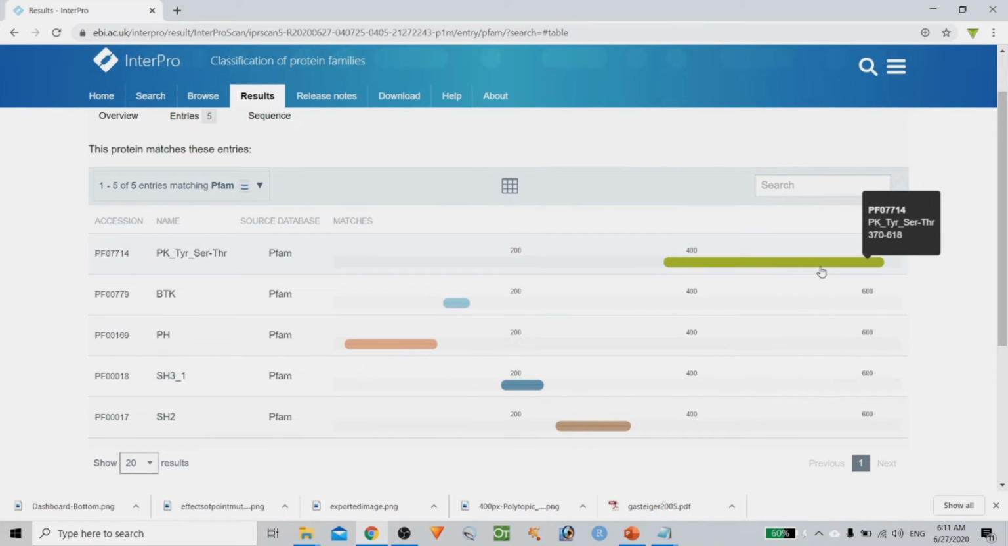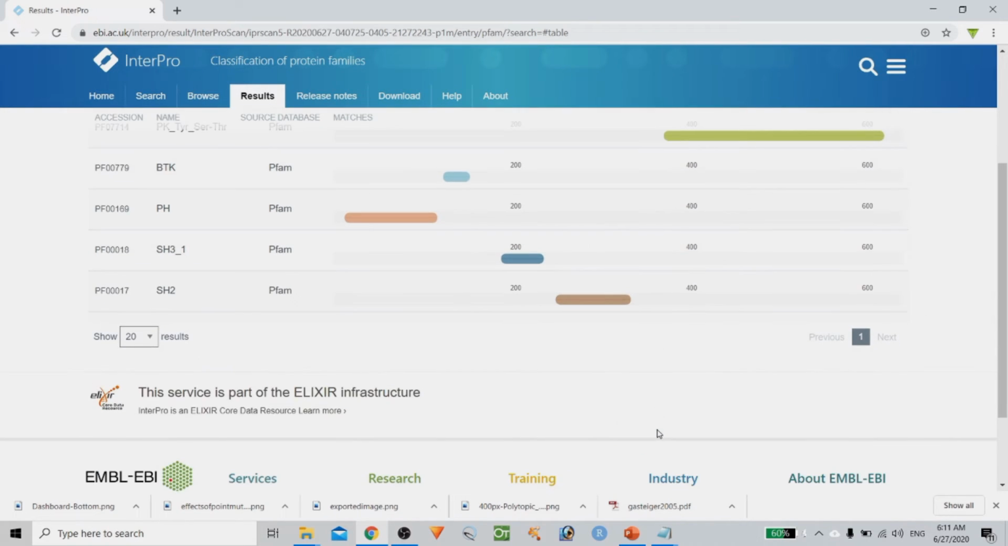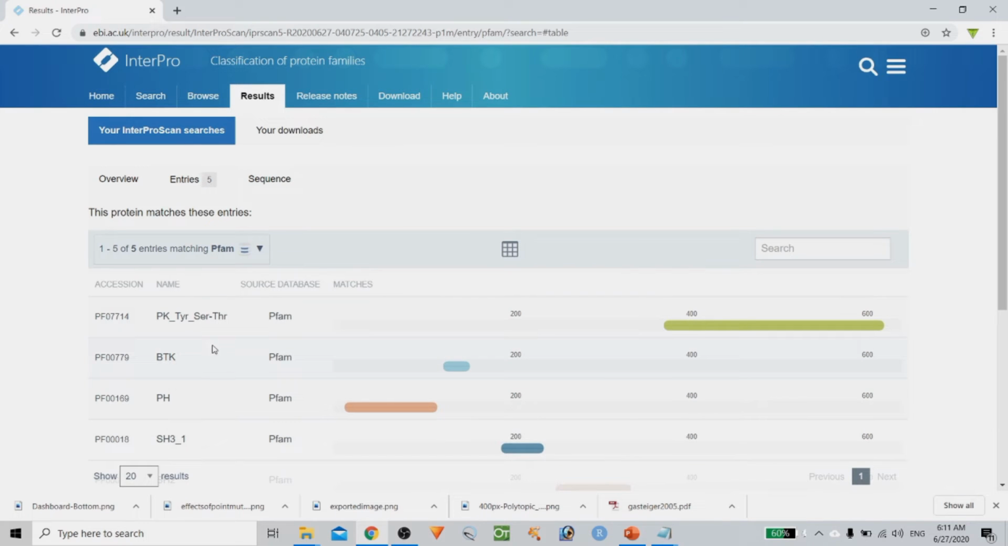The first domain here is a protein kinase tyrosine serine 3 domain. It starts from 370 to 618 amino acids. Similarly, you can see one more domain is a BTK domain, PH domain, SH3 domain, SH2 domain. Like this, 5 domains have been identified in PFAM.